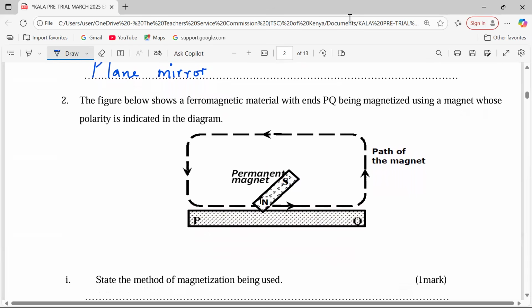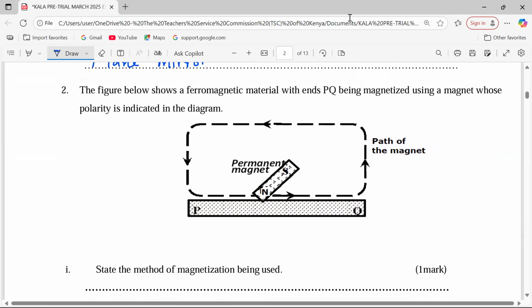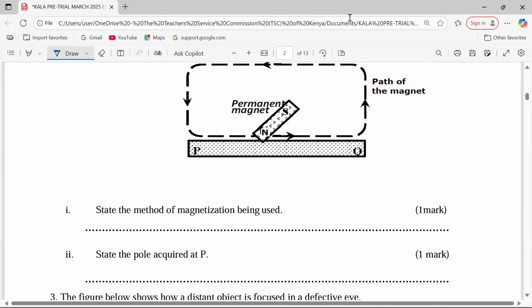Number 2, the figure below shows a ferromagnetic material with ends PQ being magnetized using a magnet whose polarity is indicated in the diagram. So we can see the permanent magnet, the magnetic material with ends P and Q, then the path being used. And number 1, we are told to state the method of magnetization being used. This is called single stroke method.